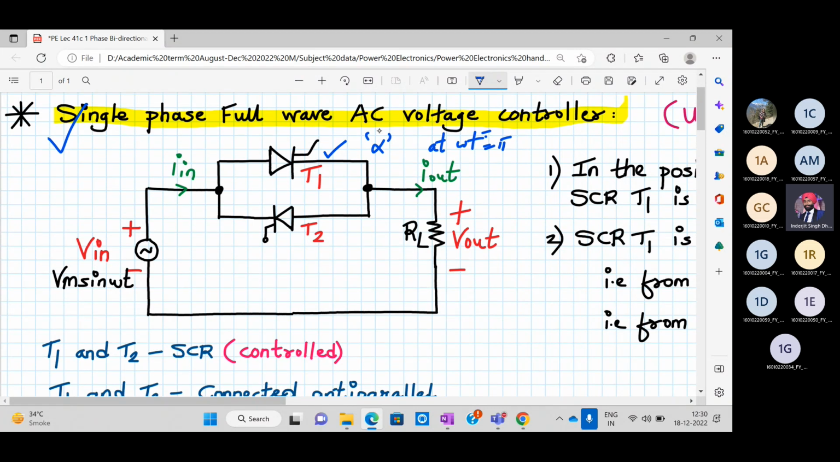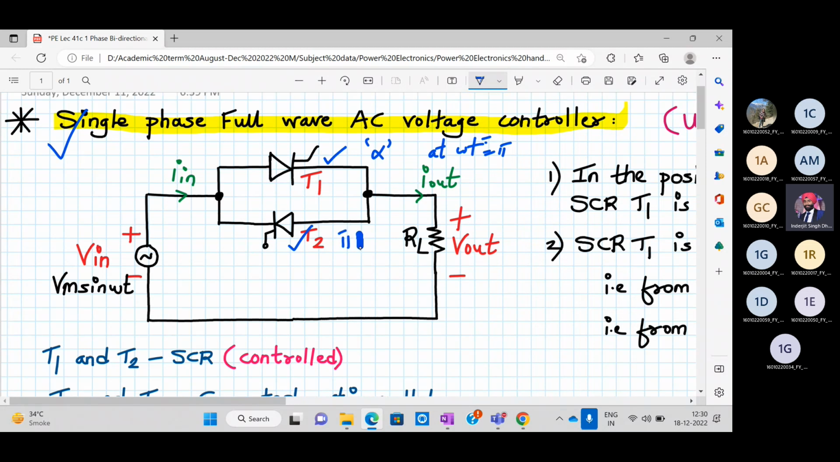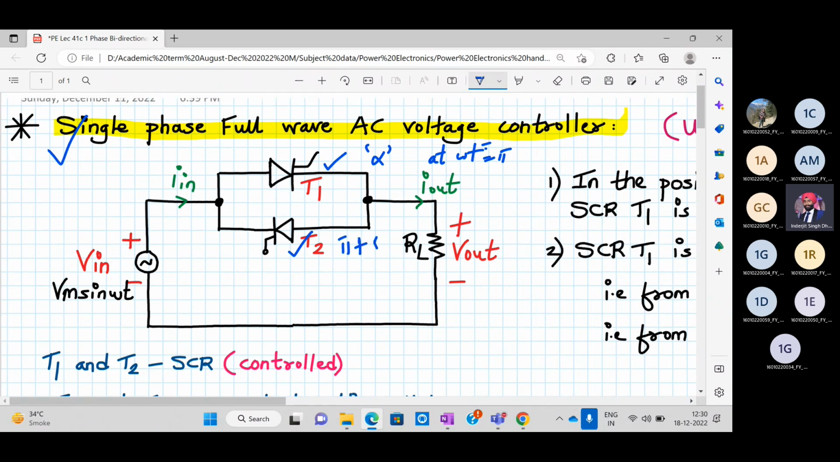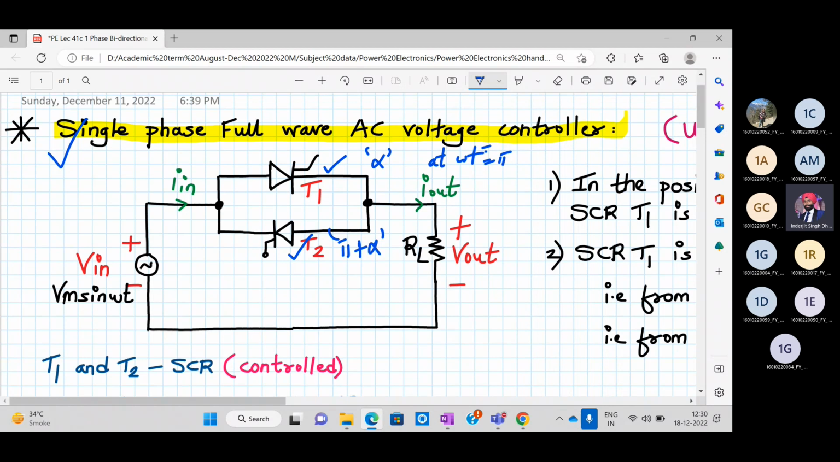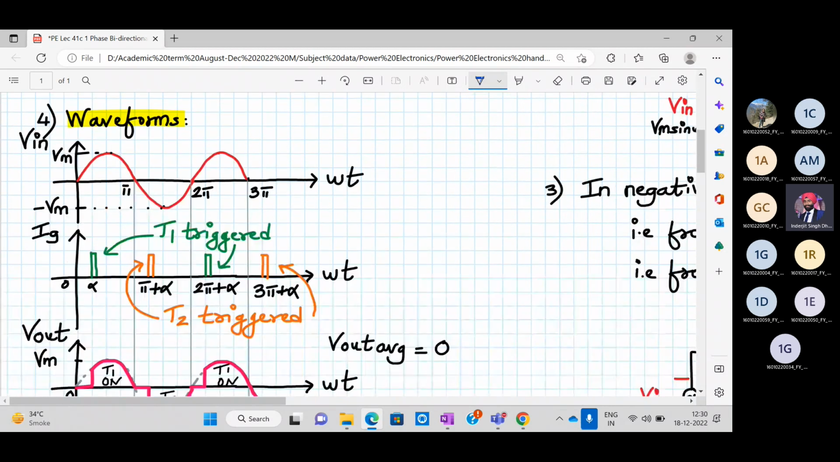your T1 turns off naturally because input is going negative. And when will T2 turn on? T2 is eligible to turn on during the negative half cycle, but it will turn on after pi plus alpha. Okay, it will turn on after pi plus alpha. So that is what we will discuss over here.